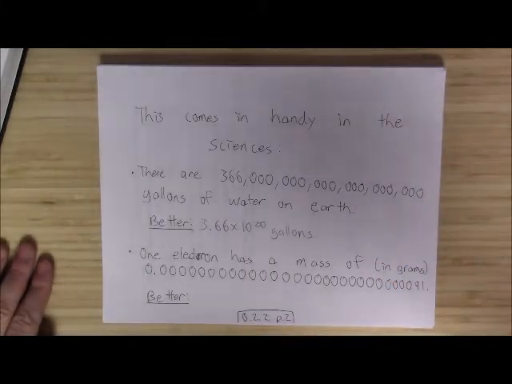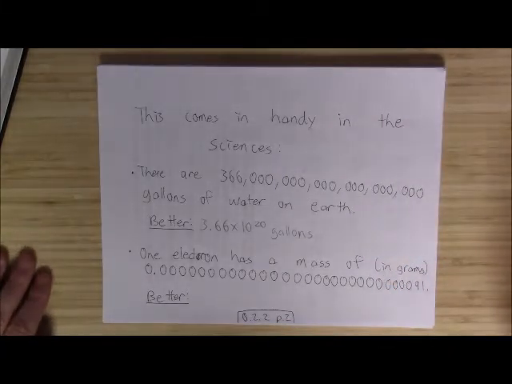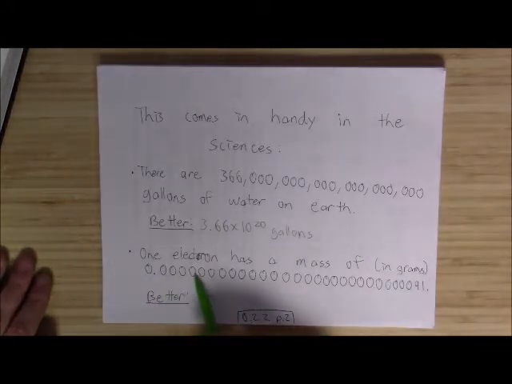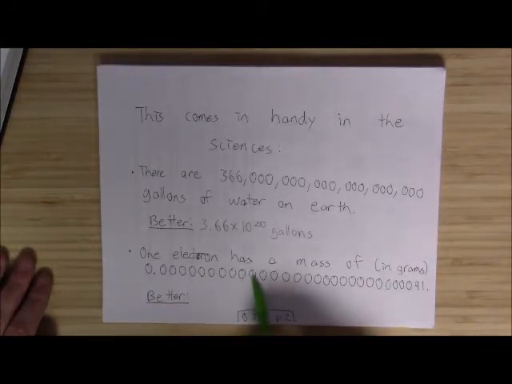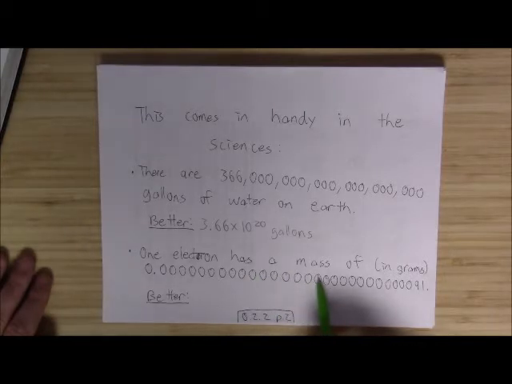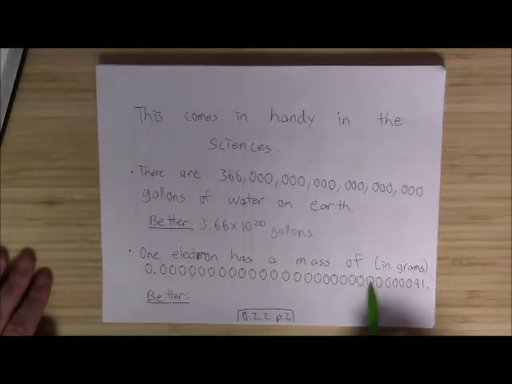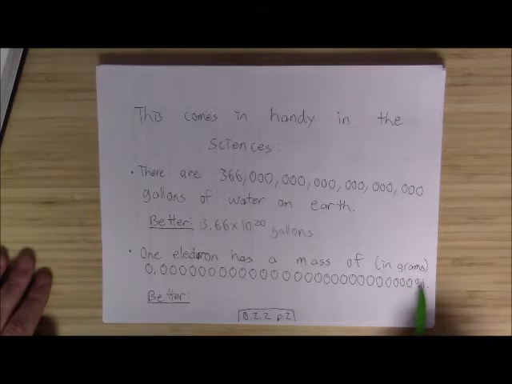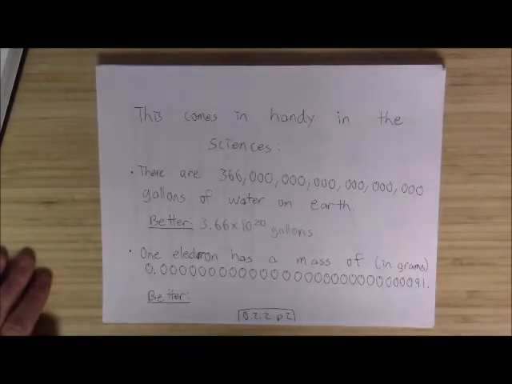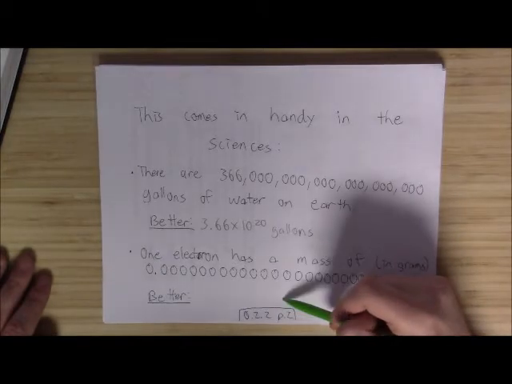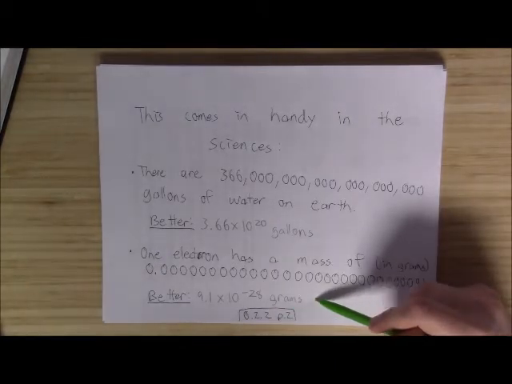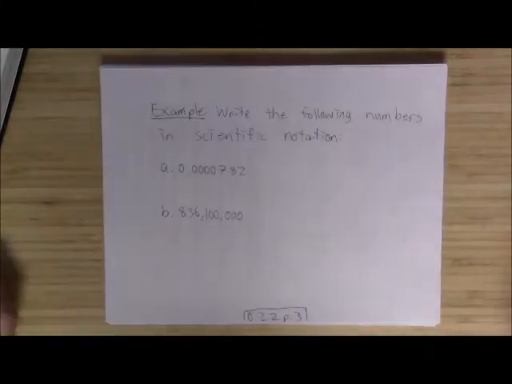In a similar way, one electron has a mass in grams of a tiny decimal with a very long string of zeros. We can instead write it as 9.1 times 10 to the negative 28 grams.